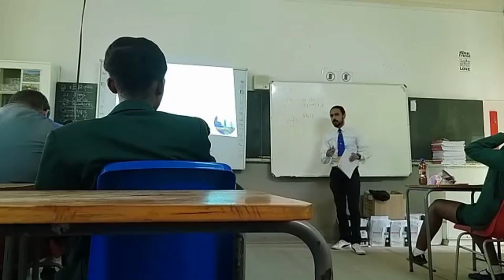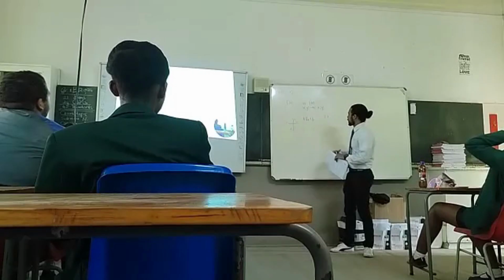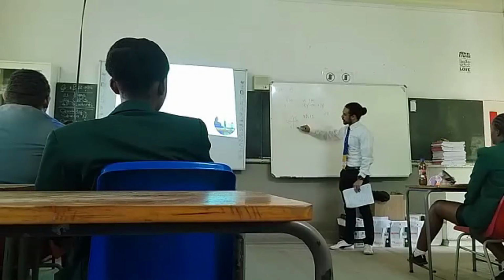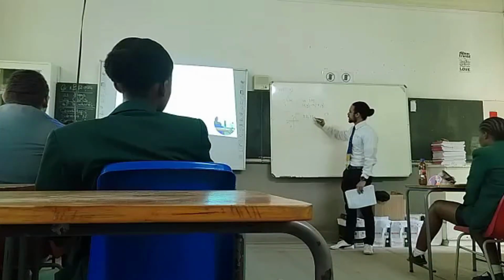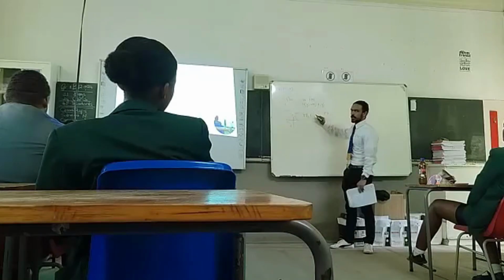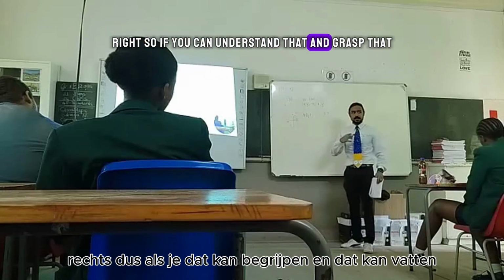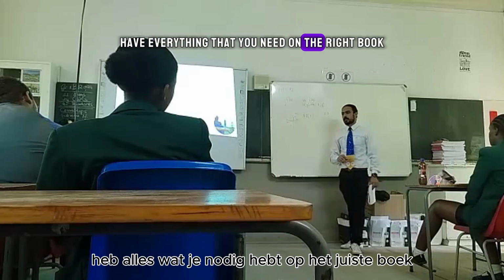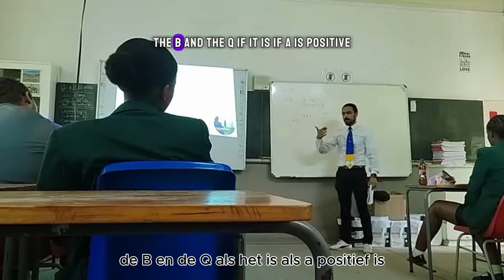Almost like the parabola. If we travel in x, if we say here x plus 3 or x minus 3, what is it going to be? It's actually going to be here. So that is going to be x equals 3. If this is x equals 1, the q value here is, for example, let's say 5. If you can understand and grasp that, you basically have everything that you need of the hyperbola. You just need to remember the a, the b, and the q.